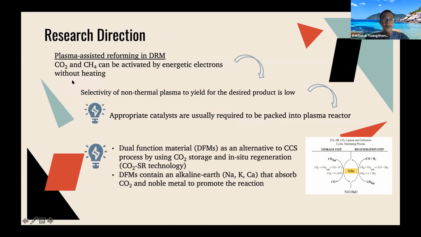Next is plasma-assisted reforming of methane. It's an innovative method for oxidation, but it has a limit in that the yield of the products is low. So we have to find an appropriate catalyst to use in this plasma reactor. And the last one is a dual function material as an additive catalyst for use in carbon capture and storage. They contain two parts. One is an alkali earth such as sodium, potassium, and calcium that can absorb the carbon dioxide, and the other part is a noble metal which can promote the reaction. And this is the concept of the dual function material.